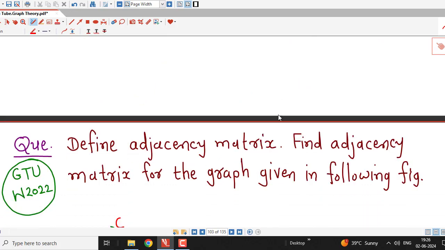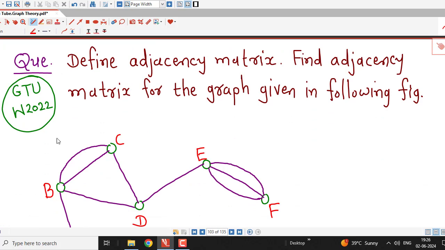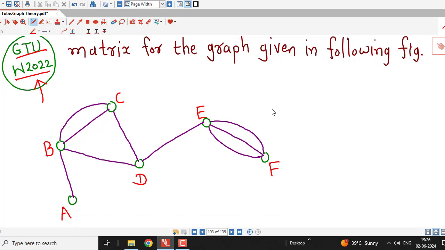So sometimes they ask questions related to adjacency matrix. This was one question related to adjacency matrix asked in GTU Winter 2022 exam. Define adjacency matrix. Find adjacency matrix for the graph given in following figure.